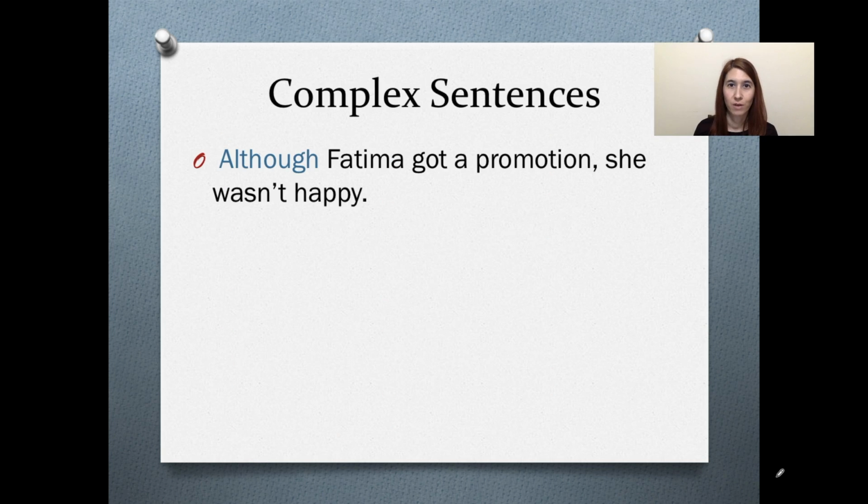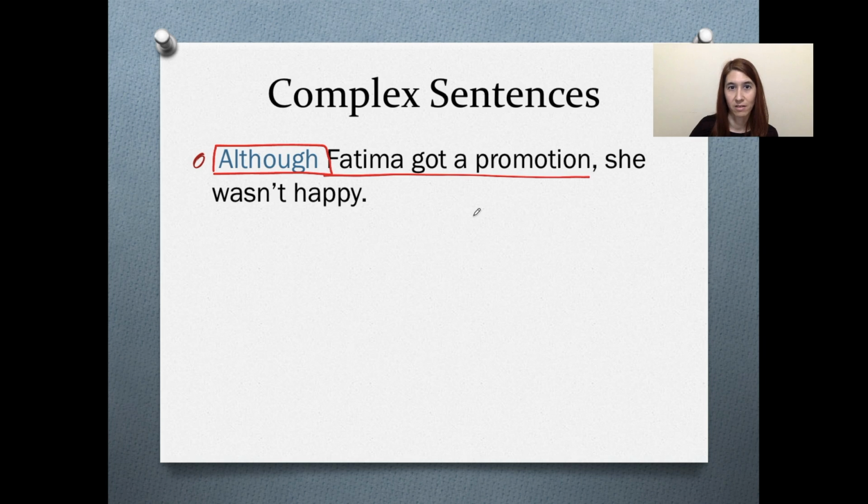Let me show you how to use subordinating conjunctions correctly and make complex sentences. If you look at this first sentence, "Although Fatima got a promotion, she wasn't happy." Although is a subordinating conjunction. Anytime you use although, it automatically makes it a dependent clause. "Although Fatima got a promotion." This is not a complete sentence, it's a dependent clause.